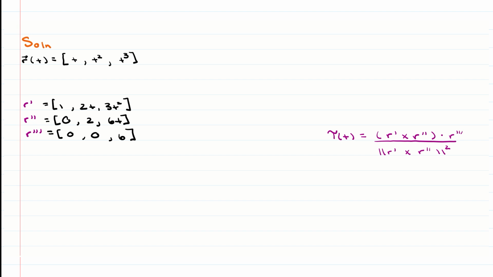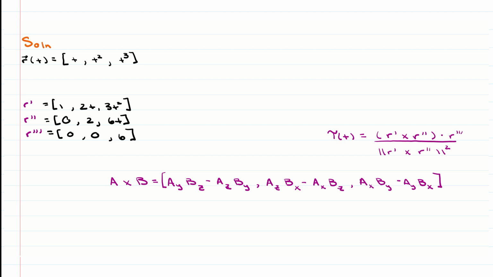Referencing the torsion formula, in the numerator and the denominator, the first and second derivative of the curve are being crossed. And so we'll use the cross product formula to solve this. Here, a will be the first derivative of our curve, and b will be the second derivative of our curve. This means for the first derivative, this will be our a sub x, a sub y, and a sub z. And for the second derivative, this will be our b sub x, b sub y, and b sub z. So now that we've identified these terms, let's plug them into the cross product formula.